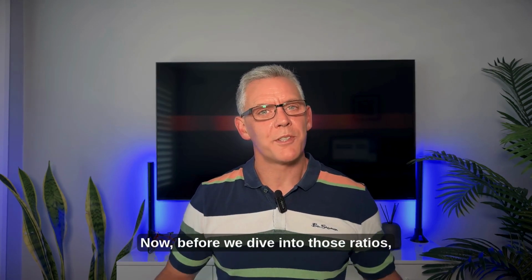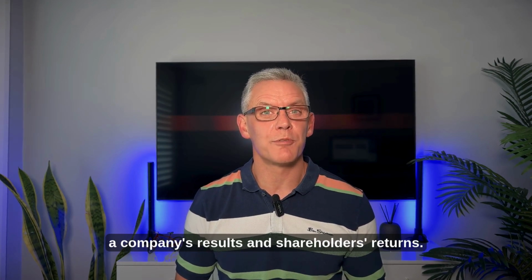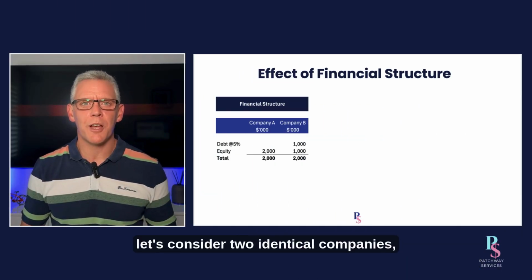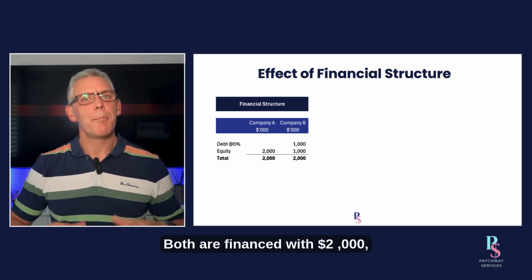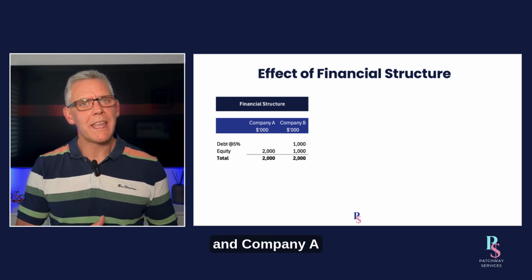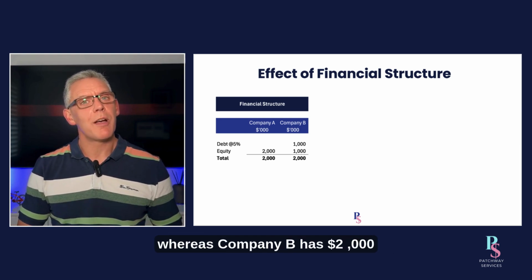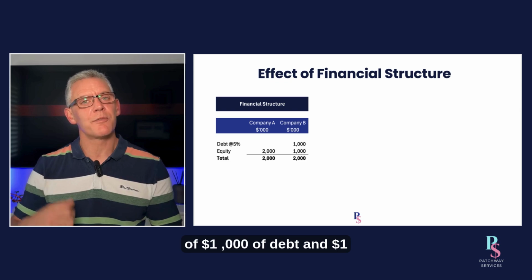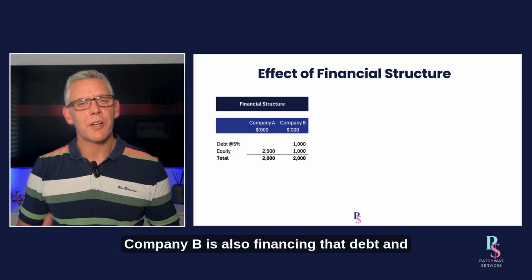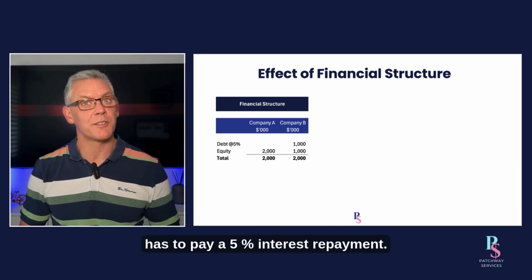Before we dive into those ratios, let's look at the effect the financial structure can have on a company's results and shareholders' returns. Let's consider two identical companies, Company A and Company B. Both are financed with $2,000. Company A has $2,000 of equity, all put in by its owners, whereas Company B has $1,000 of debt and $1,000 of equity. Company B also has to pay 5% interest on that debt.